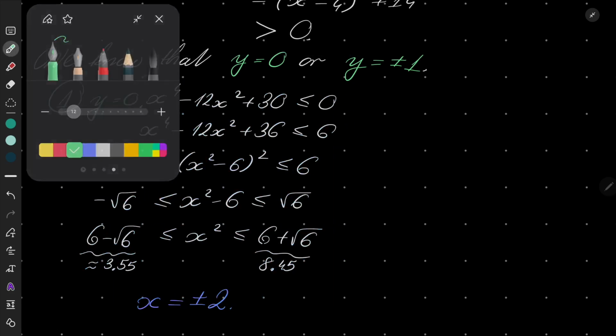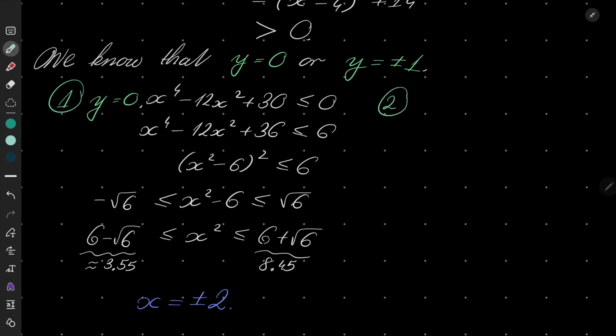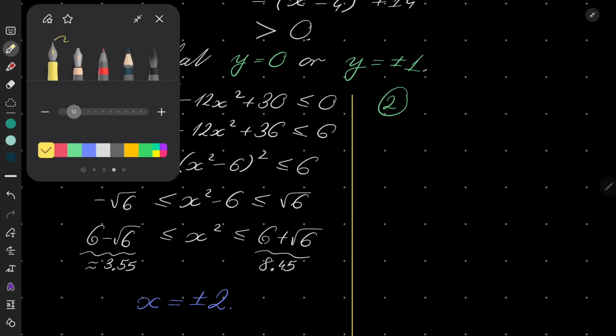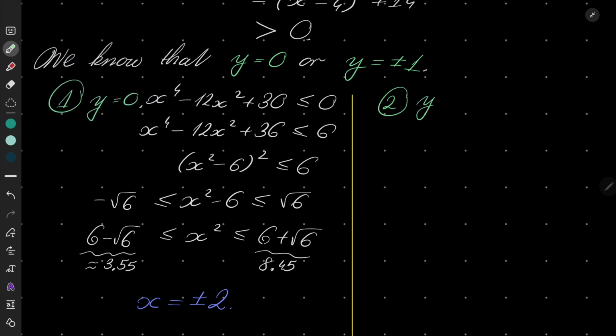And now we will consider the second case, when y equals plus or minus 1. Then our inequality goes like that. X to the fourth power minus 12x squared plus 1x squared, so it's minus 11x squared, plus 30 is less than or equal to 0.